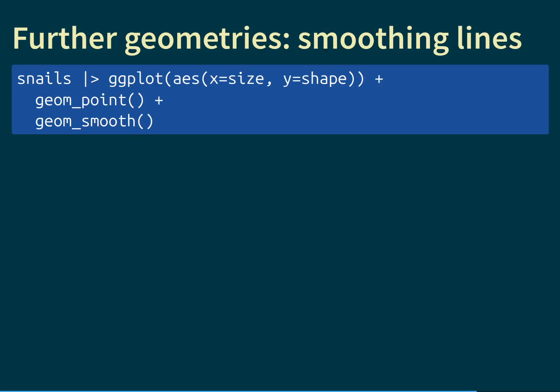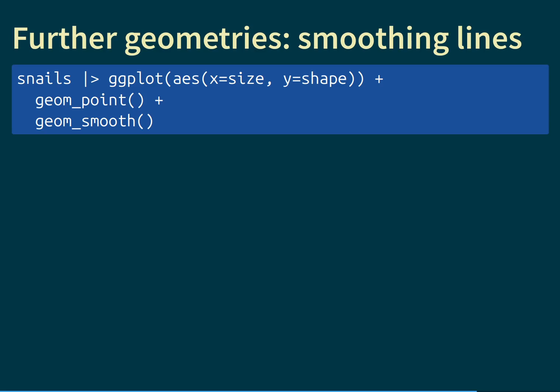There is one more geometry that we will talk about today, and that is geom_smooth. So, let us look at this piece of code here. We start with the snails dataset. And then we define the aesthetic mappings as X equals size and Y equals shape. In other words, this is the same setup that we used in the beginning of this lesson, creating our scatter plot. And in fact, we do create a scatter plot because to this ggplot we add on geom_point. So up to that point, we just create the scatter plot.